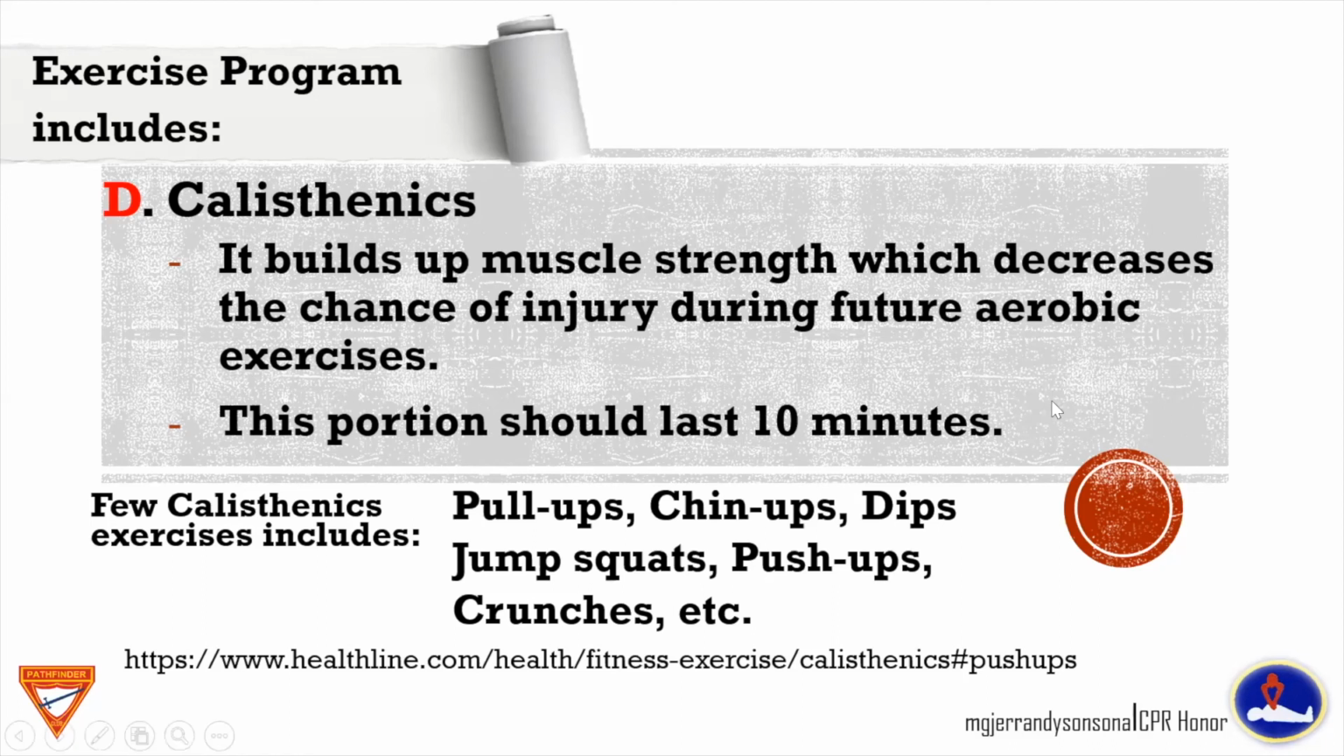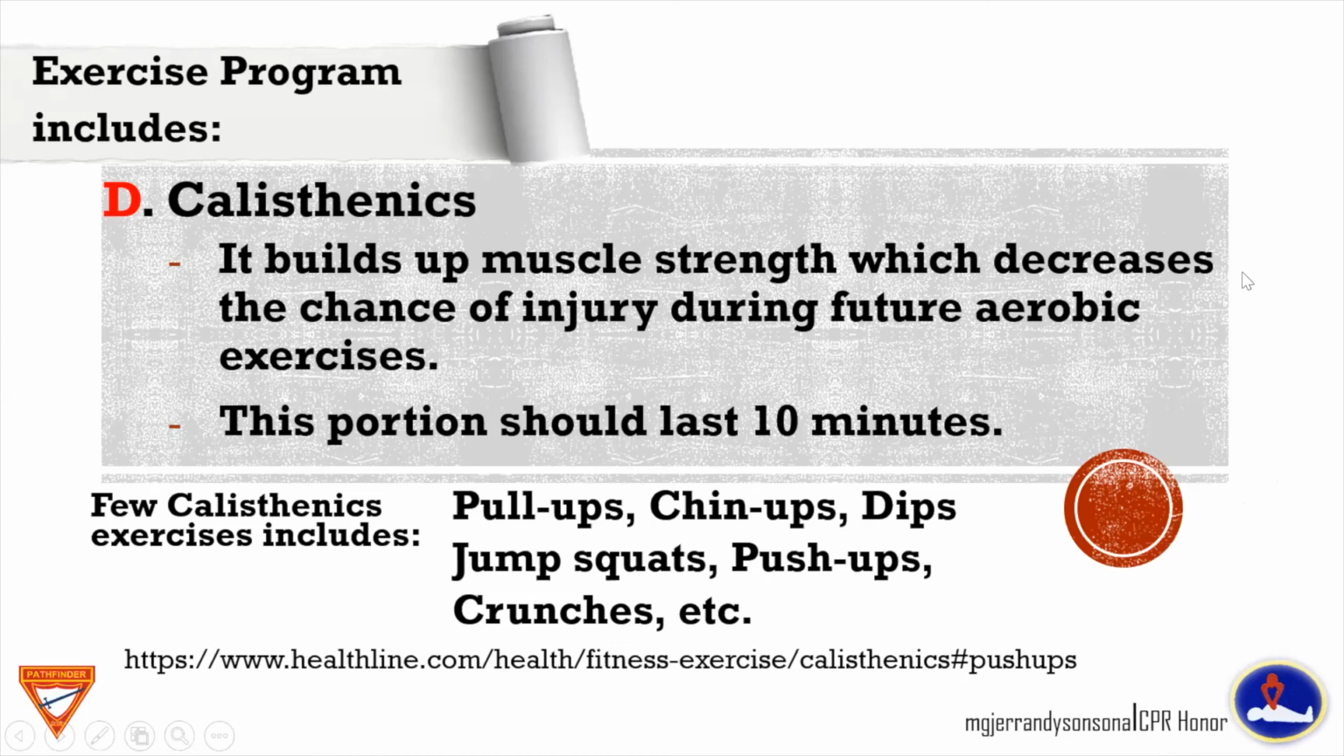So 10 minutes warm up, 20 minutes exercise, 5 minutes cooling down, and 10 minutes calisthenics. These are a few calisthenics exercises that we can do: pull-ups, chin-ups, dips, jump squats, push-ups, crunches, and so on. I have put here the website where you can check other calisthenics you can do and how they are performed.